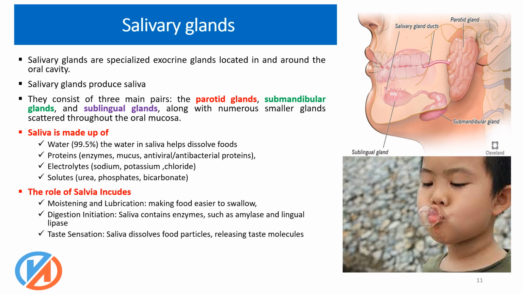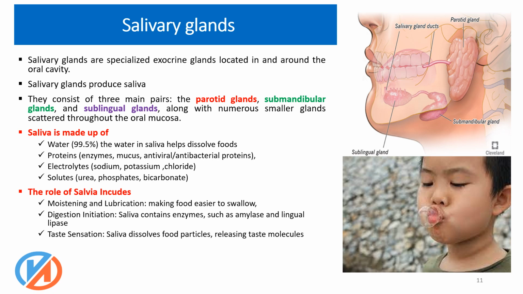The next part of the oral cavity, which is very, very important for the digestion part, is the salivary glands. These salivary glands are specialized exocrine glands located in and around the oral cavity, and they produce saliva for us.